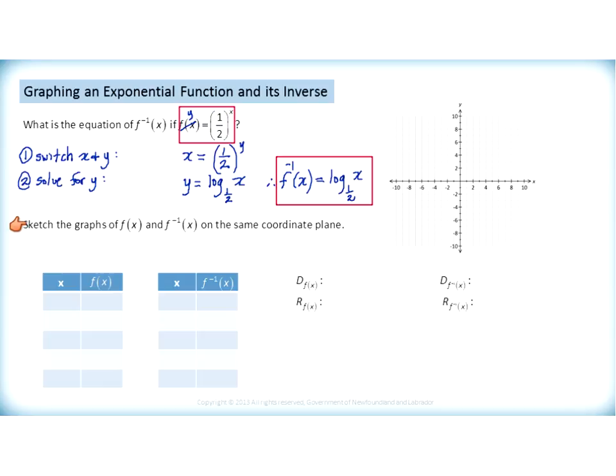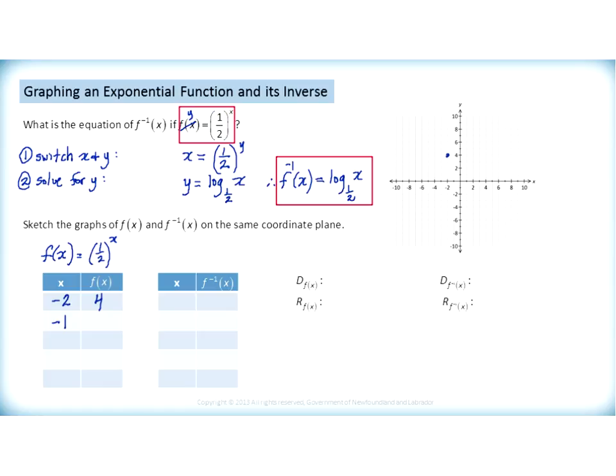Next, we are asked to sketch the graphs of the original function and f inverse of x on the same coordinate plane. So we are looking at the graph of f of x, which is equal to 1/2 raised to the power of x. If we assign values to x, then we can solve for f of x, which is equal to y. So when x is equal to -2, 1/2 raised to the power of -2 is equal to 2 squared, which is equal to 4. So you have the point -2 and 4 on your graph.